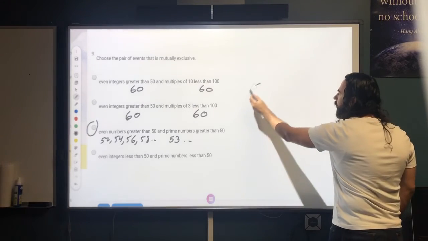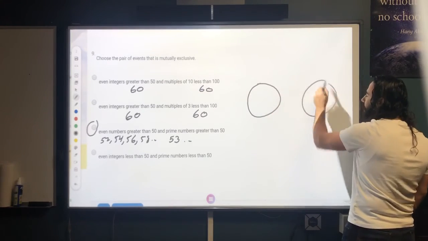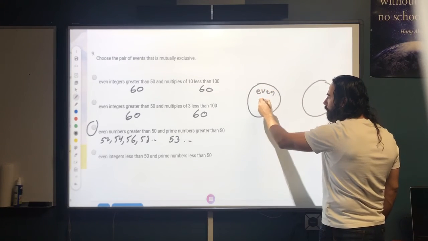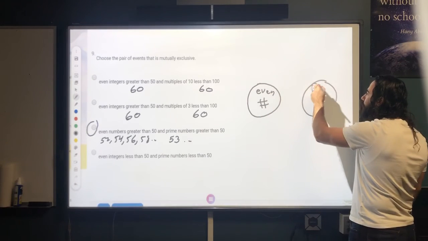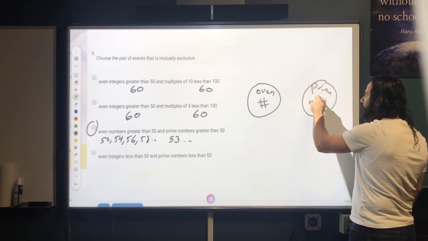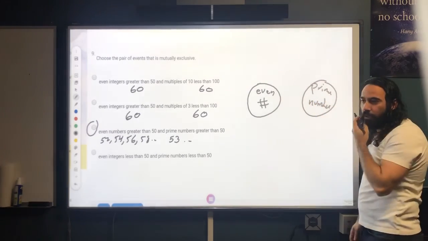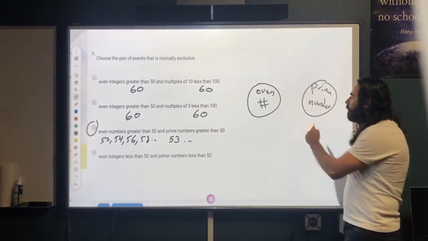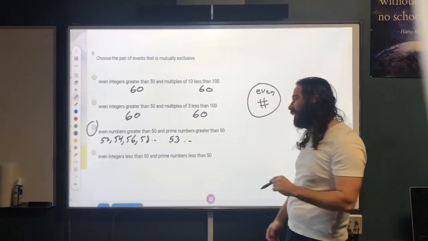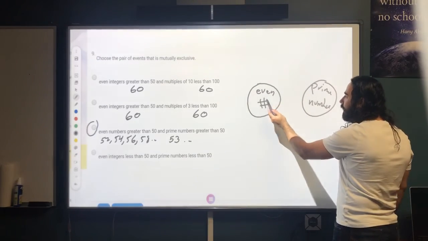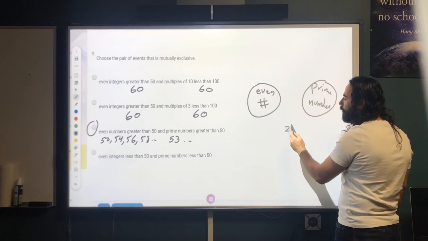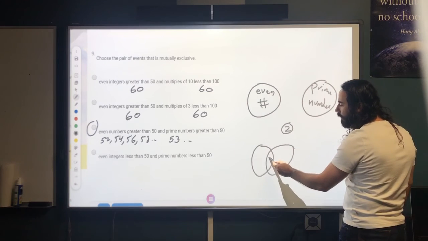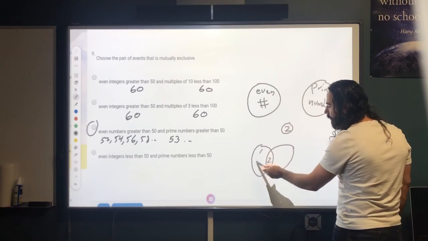If you want to see it, we can have two circles, a Venn diagram. In this case, it's going to be all the even numbers, and in this case, it's going to be prime numbers. The only number that is even and prime at the same time is the number 2. So the diagram would show something in common between them, which is only the number 2. The other numbers are not in common.